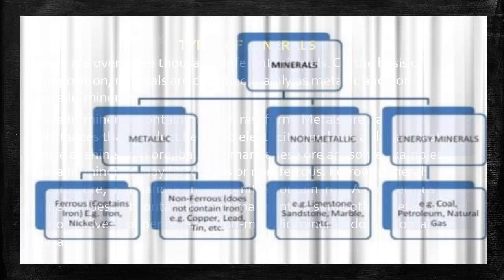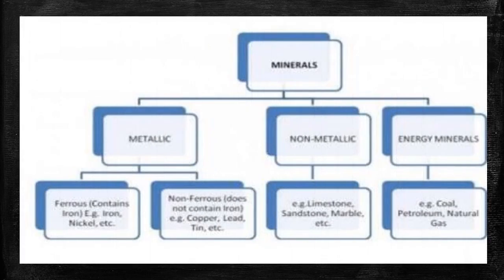Now by this flow chart we will learn a lot. The minerals are divided into three categories: metallic, non-metallic, and energy minerals. So first I will take metallic. What is metallic? Ferrous, for example iron and nickel, and non-ferrous does not contain iron. See the difference, one contains iron and one does not contain iron. Non-ferrous minerals are like copper, lead, tin. What are non-metallic minerals? They are limestone, sandstone, marble.